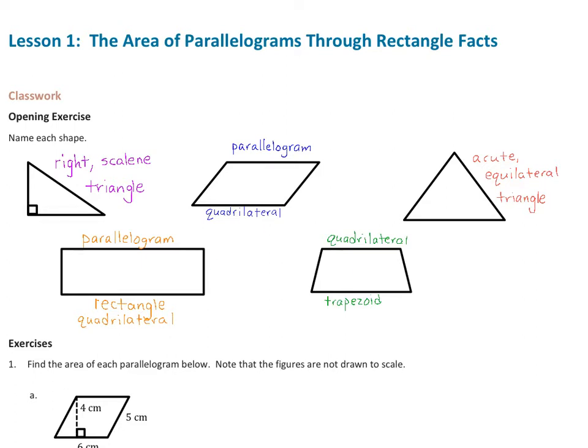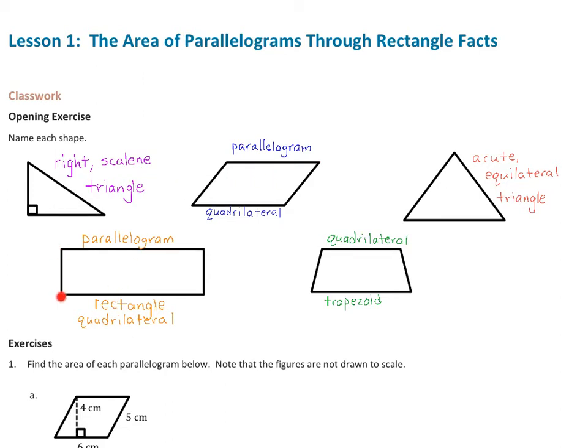Now, they have specific names. This one is known as a parallelogram. A parallelogram is a 4-sided figure that has 2 sets of parallel sides. So you can see the top and the bottom and the right and the left are parallel to each other. Angles don't matter, right? As long as it has two sets of parallel sides, it is called a parallelogram.